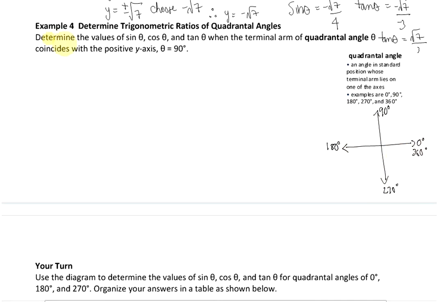Okay, so we are going to determine the values of sine theta, cos theta, and tan theta where the terminal arm of quadrantal angle theta coincides with the positive y-axis, and that's where theta equals 90 degrees. Now we have to approach this differently than our last couple of examples because we won't be able to draw ourselves a reference triangle. So the first thing we're going to do is let the point P(x, y) be any point on the positive y-axis.